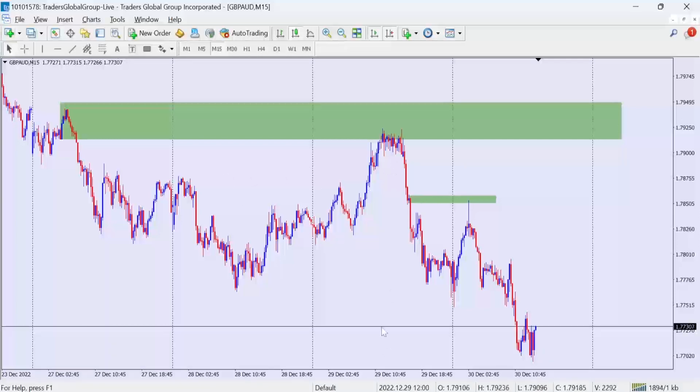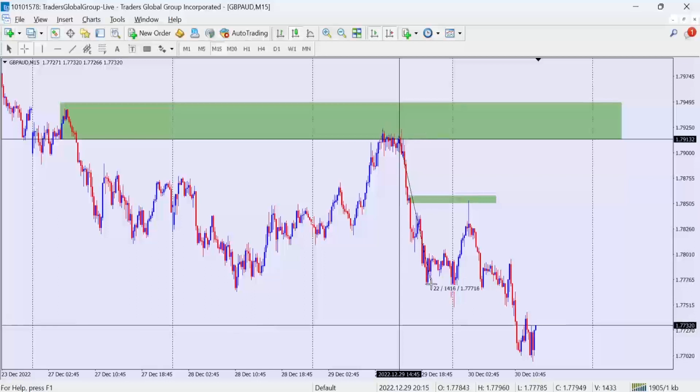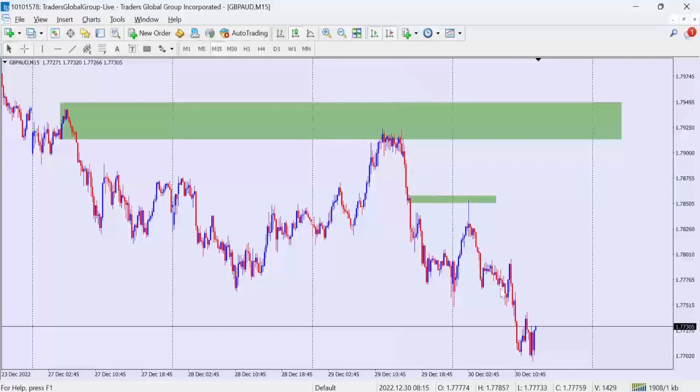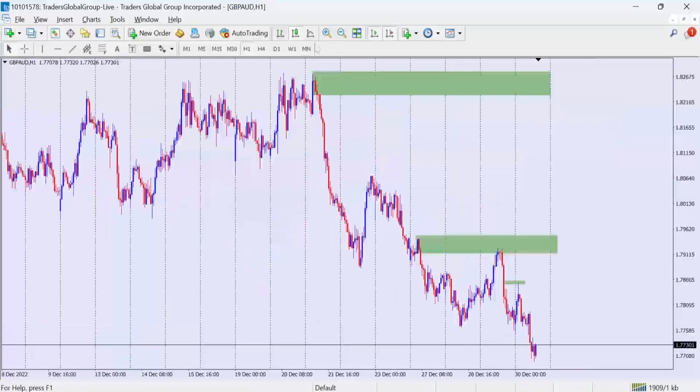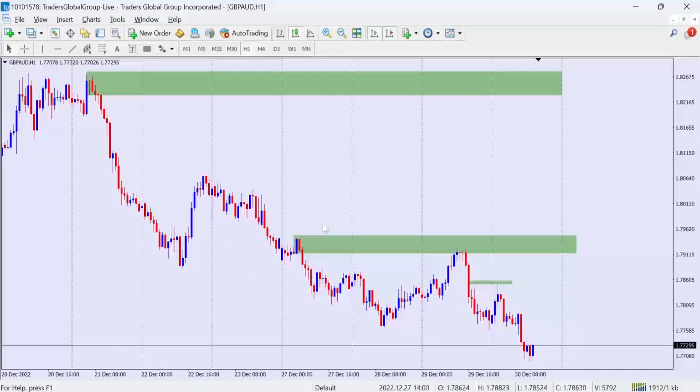Yesterday we had a very good setup on GBP/AUD. We got a sharp entry, floating around 9 pips, and the price went down 140 pips. If you held until today, you would get 210 pips. Okay, let's switch to a higher time frame.